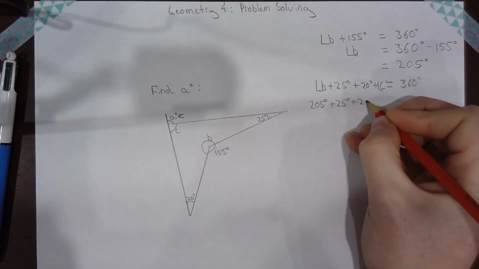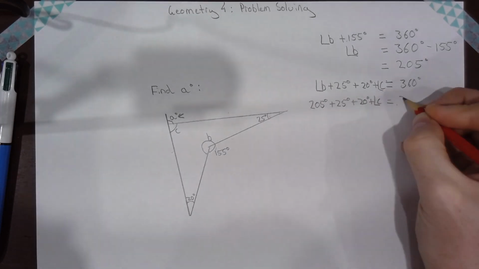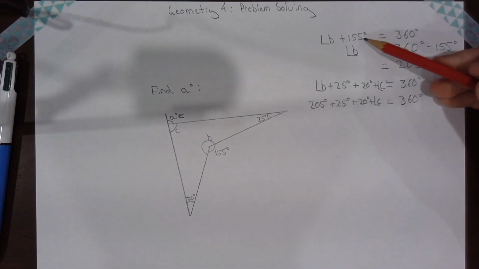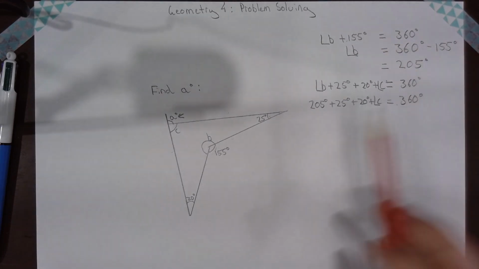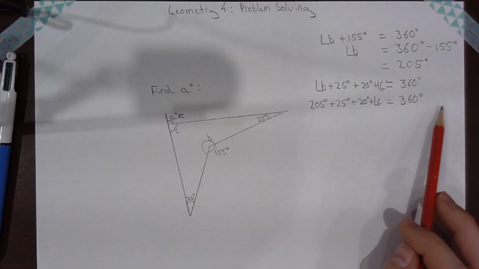So now, just like I did up here, I can work out C by taking all of this across and putting it on that side. Instead of doing it one by one, though, we might as well add them up on this side first. So 205 plus 25 plus 20.